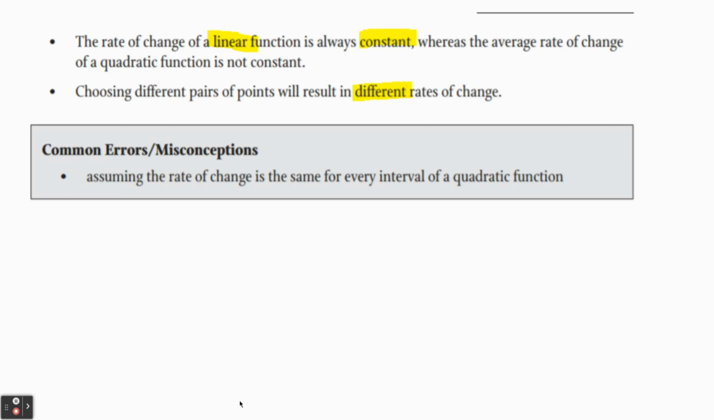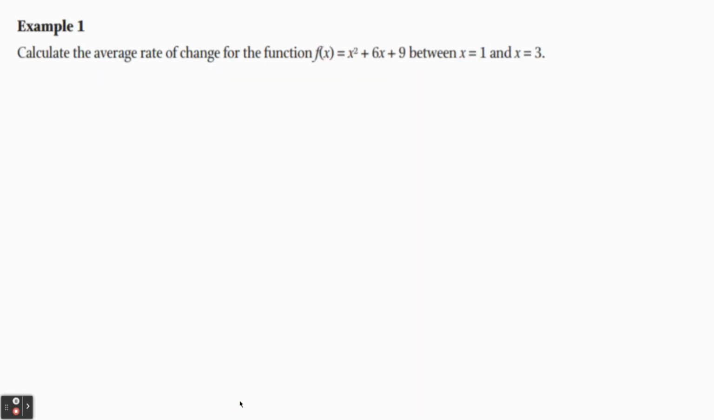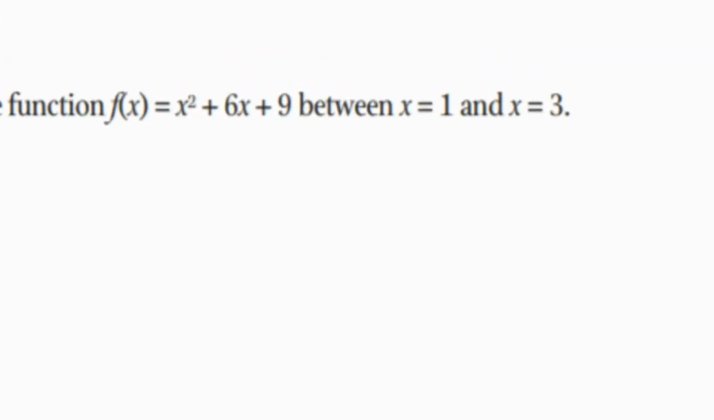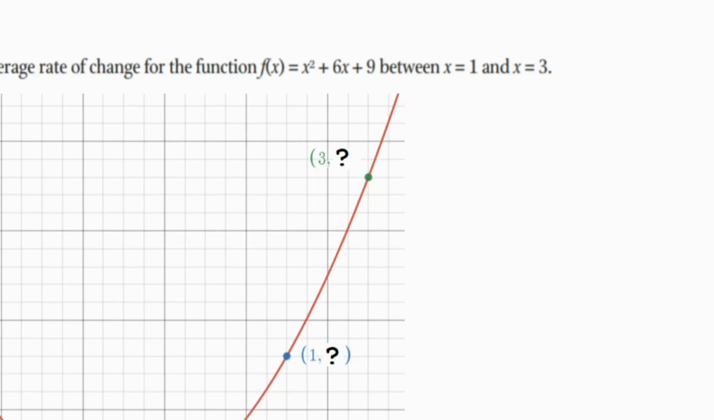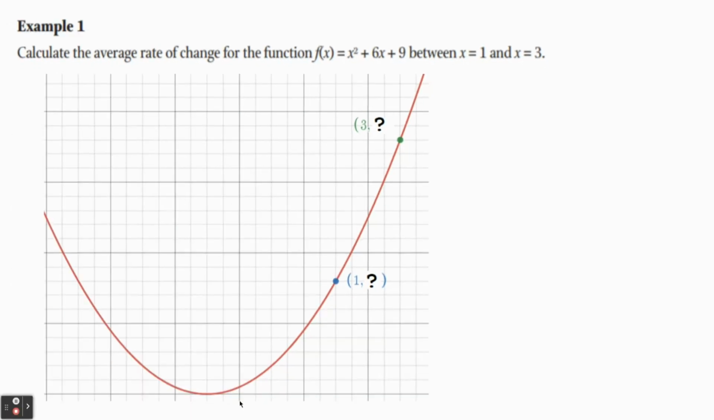It's always going to be the same number. But in this section, we're going to be working with quadratics. So the rate of change for a linear function is always constant, but we're going to see how it's very different in a quadratic. Example 1, calculate the average rate of change for the function f of x equals x squared plus 6x plus 9. And they have to give you this part, the domain, between x equals 1 and x equals 3, because all along the graph, it's constantly changing. So we're going to basically figure out what's the slope in between these 2 points.